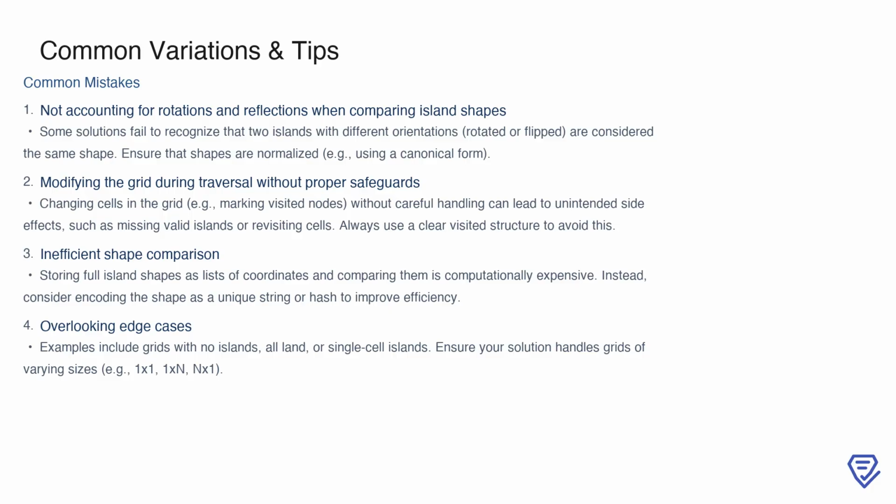Third, inefficient shape comparison is another pitfall. Storing raw coordinates for island shapes and comparing them directly is computationally expensive. Instead, consider encoding shapes into unique strings or hashes, which will save both time and space. Finally, don't overlook edge cases. Grids with no islands, all land, or even small grids like 1x1 or 1xn require special handling. Ensuring your solution is robust across different grid configurations is essential for correctness.